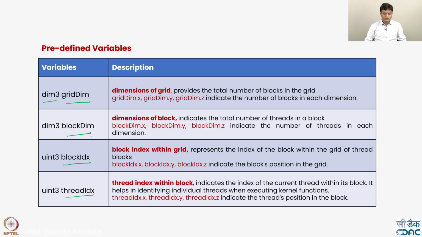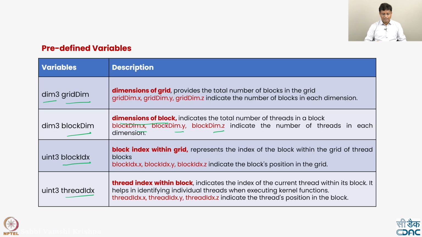Similarly, blockDim gives the information about the dimension of the block. It indicates the total number of threads available in a block in each direction. So, blockDim.x, blockDim.y, blockDim.z indicate the number of threads in each direction.